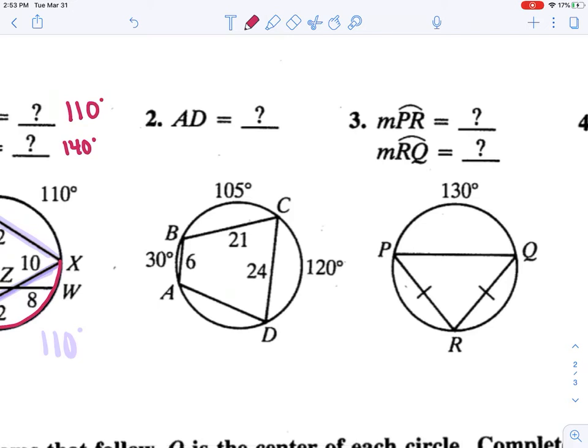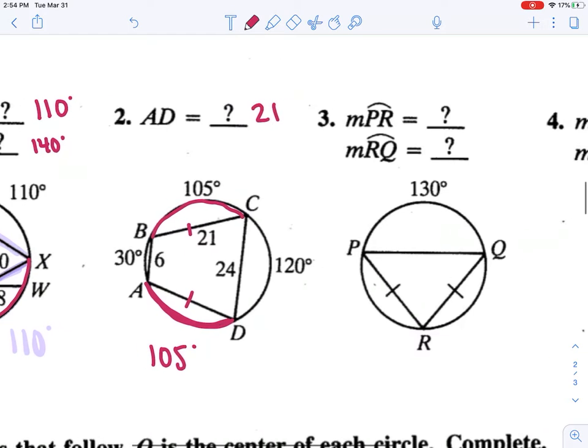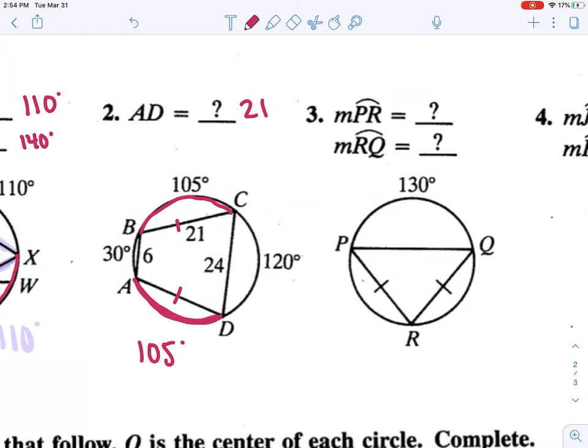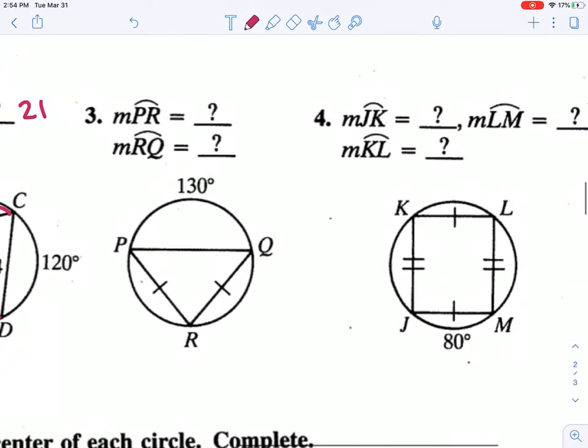Well, I know all the way around the circle is 360, so let me start by finding the measure of arc AD. 360 minus 30 minus 105 minus 120 means that arc AD is 105. Hey, that's convenient because arc BC is 105. And those two arcs are equal, which means those two chords are equal, so AD is 21 units long. If they weren't congruent arcs, you wouldn't necessarily know how to figure out how long the chords are. Okay, number 3.